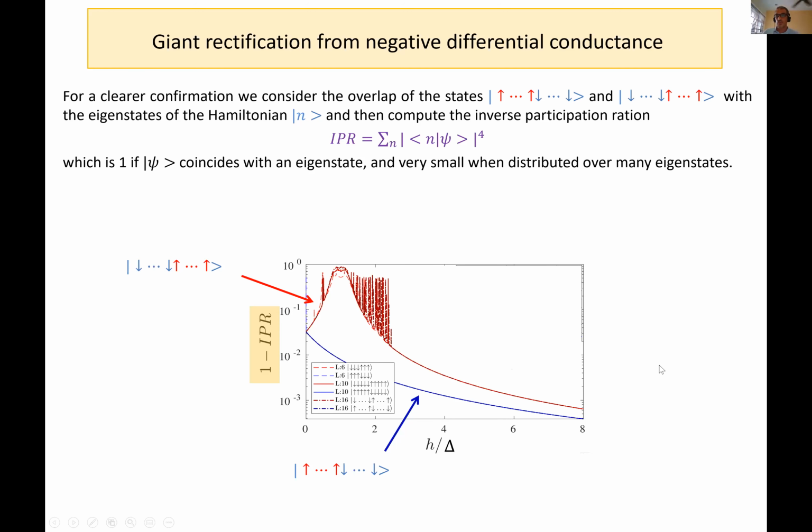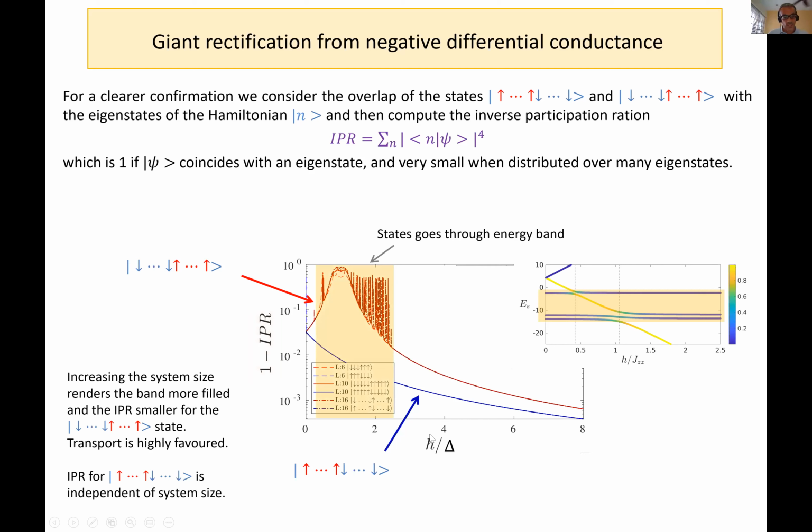So we are very sure that this effect will be present also for larger and larger system sizes. And this is related to what I was telling you before, that as we increase the system size, this band becomes more dense. And all of these peaks are due to many more levels in these bands.